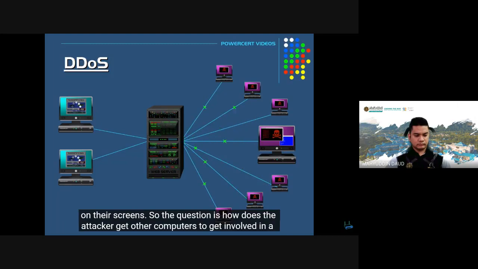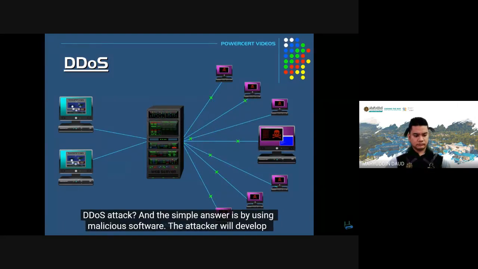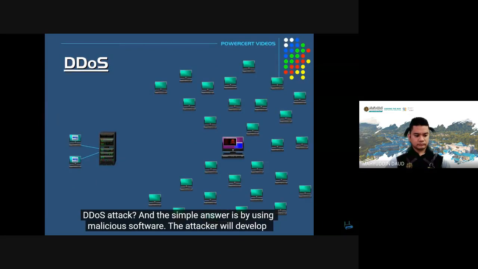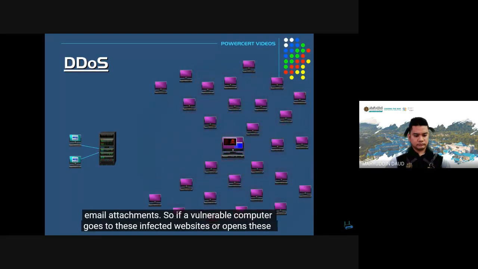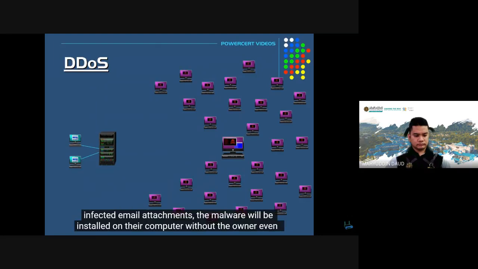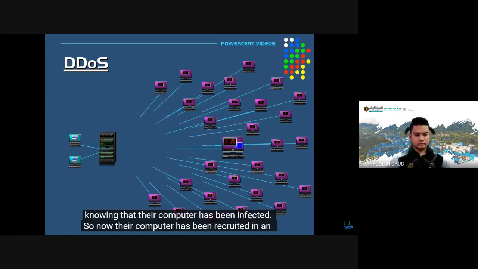So the question is, how does the attacker get other computers to get involved in a DDoS attack? And the simple answer is by using malicious software. The attacker will develop a malware program and distribute it over the internet and put it on things like websites and email attachments. So if a vulnerable computer goes to these infected websites or opens these infected email attachments, the malware will be installed on their computer without the owner even knowing that their computer has been infected.